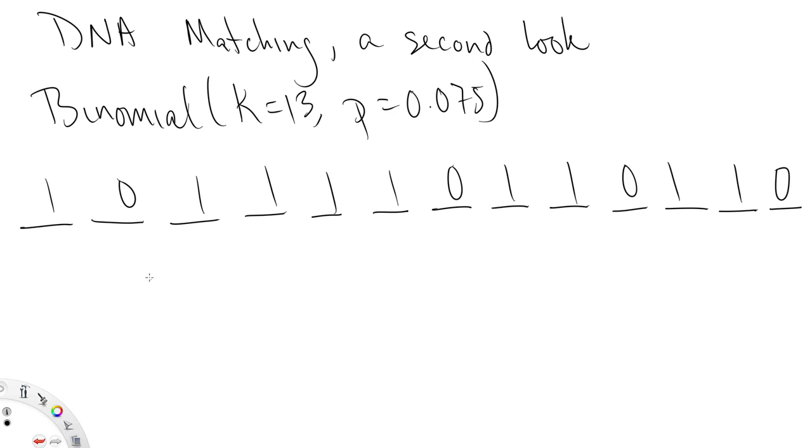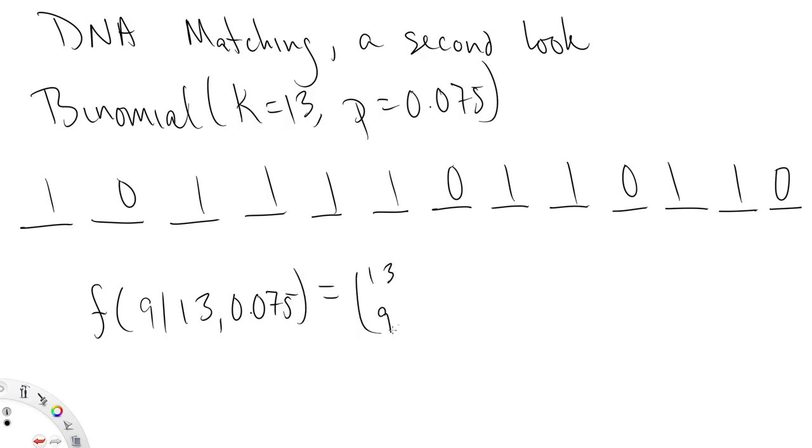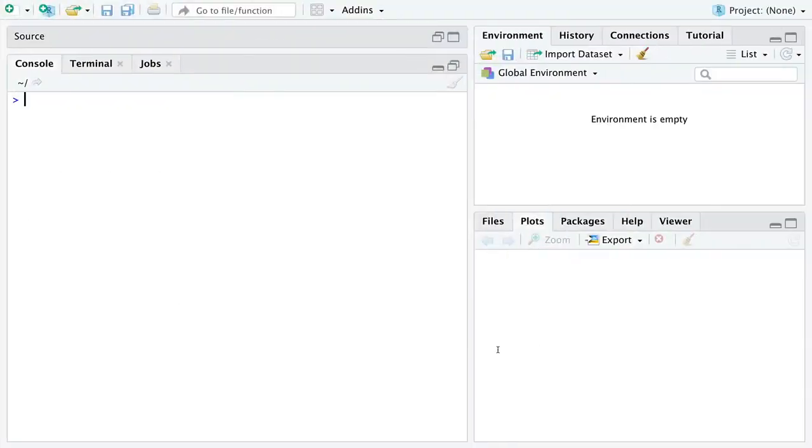9 positions matching. So we would write that out in terms of a density function for a binomial distribution as such. Now that turns out to be this nasty expression, which nobody really wants to do by hand. You certainly could, but we're going to turn to our friend R to do the calculation ourselves.